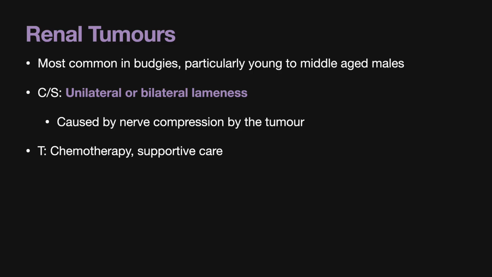Renal tumors are most common in budgies and are particularly common in young to middle-aged males. They can cause unilateral or bilateral lameness, which is a fairly unique presentation of this type of tumor. This lameness results from nerve compression caused by the tumor, resulting in limb paresis. Treatments for these tumors can include chemotherapy and supportive care.